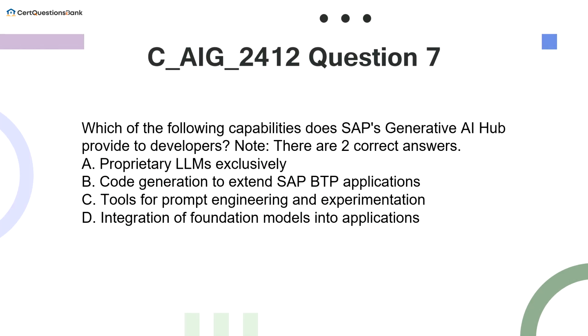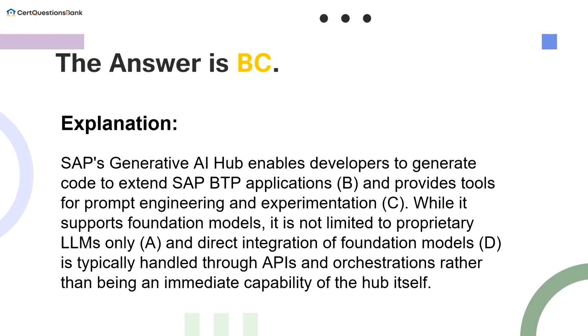Which of the following capabilities does SAP's Generative AI Hub provide to developers? Note: there are two correct answers. A. Proprietary LLMs exclusively. B. Code generation to extend SAP BTP applications. C. Tools for prompt engineering and experimentation. D. Integration of foundation models into applications. The answer is B, C.